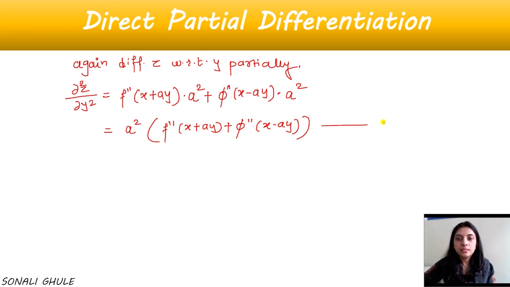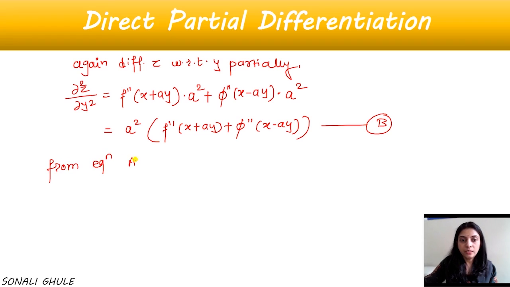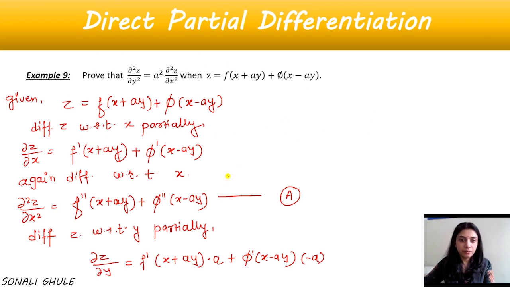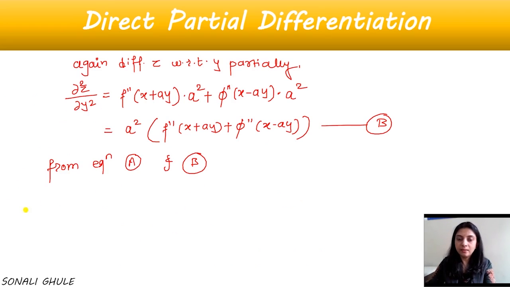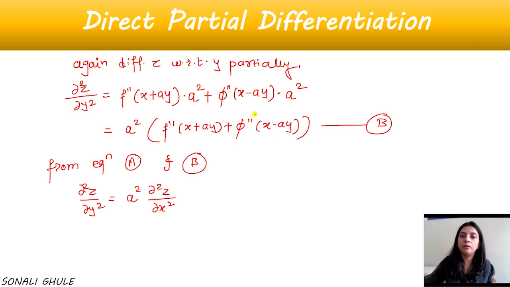Okay, say this is equation B, and from equations A and B, what is the value for this double derivative? You can check. What can I write instead of this ∂²z/∂x², right? So here I can write then ∂²z/∂y² is equal to a square ∂²z/∂x², just replacing the value from A. So here I can write hence proved. That is your proof for the example.